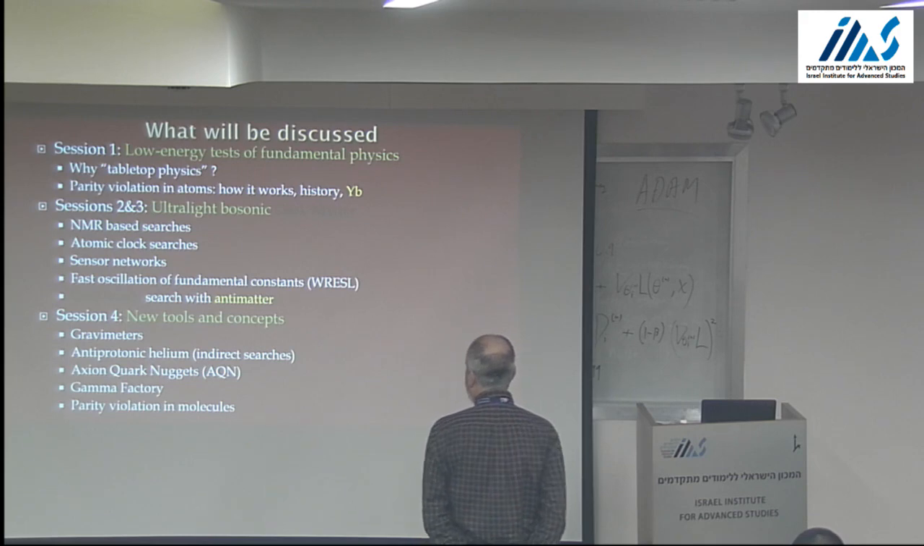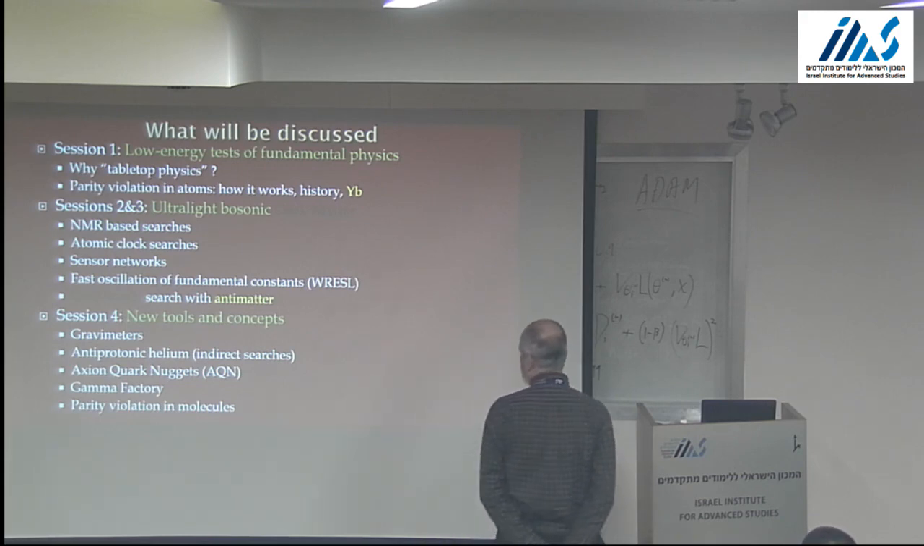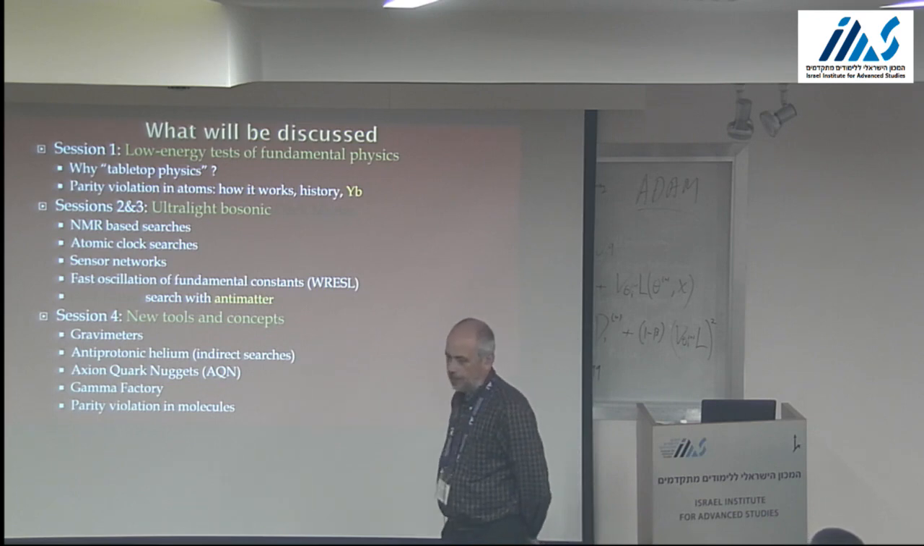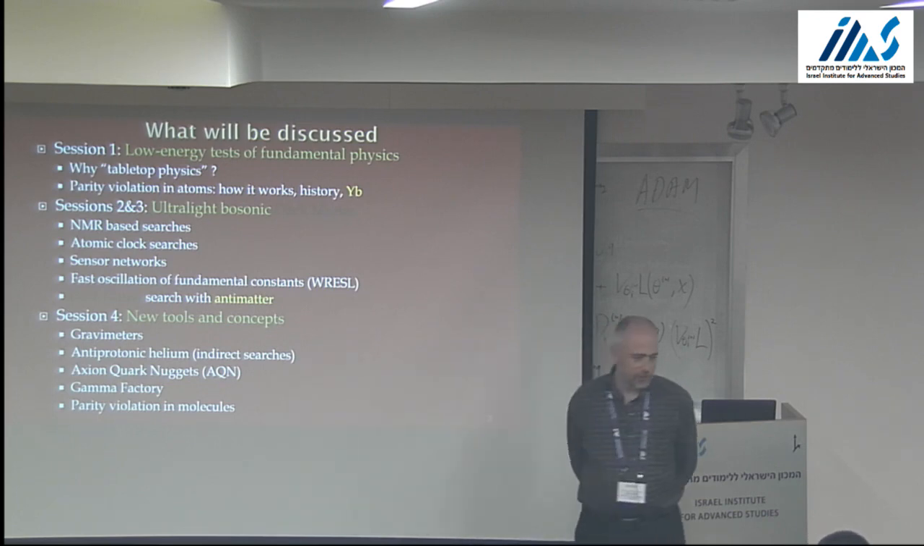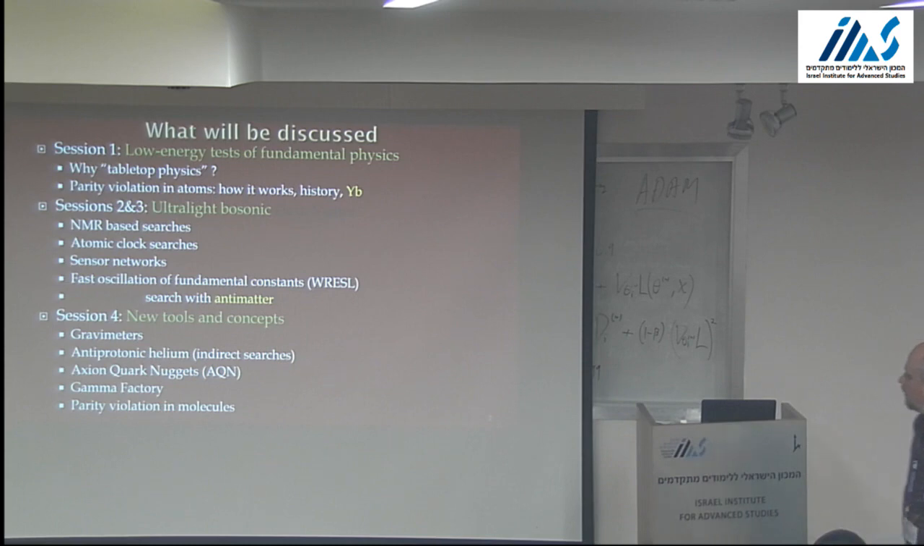Anyway, and then in the last session, perhaps we'll discuss some new ideas for searches for interesting things such as gravimeter networks, searches for dark matter using antimatter both directly and indirectly. I see Pavel Fadeev smiling because that's his work, the indirect part.